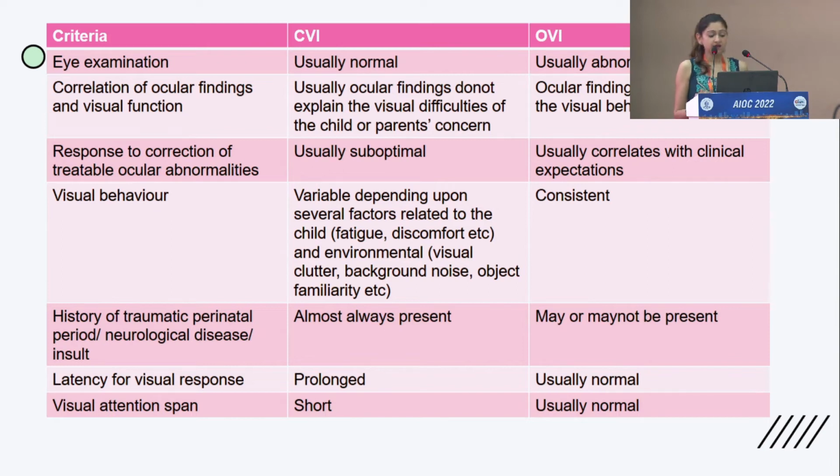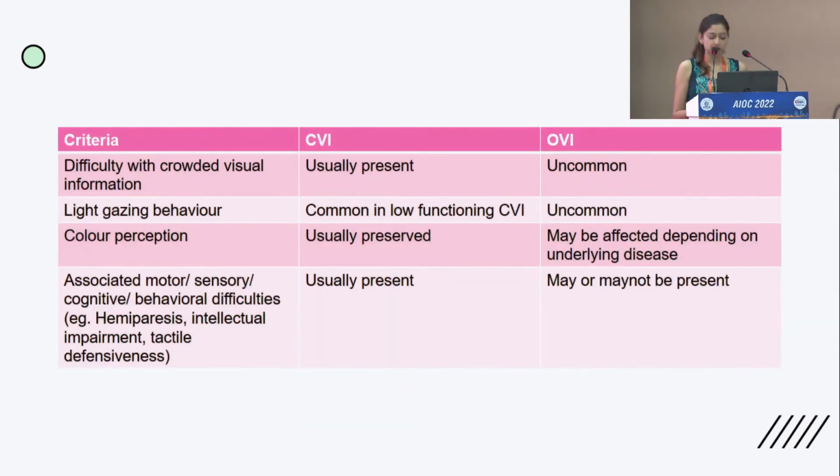In CVI, the response to correction of the treatable ocular anomalies is suboptimal, whereas in OVI that correlates with the clinical expectations. The visual behavior is very distinct in CVI, and also the history of neurological disorders is present in patients with CVI, which might not be there in OVI cases. The visual latency and the poor attention span, all these are features of CVI children.